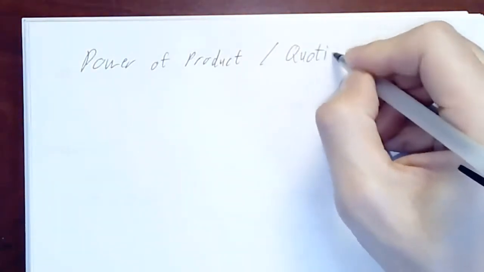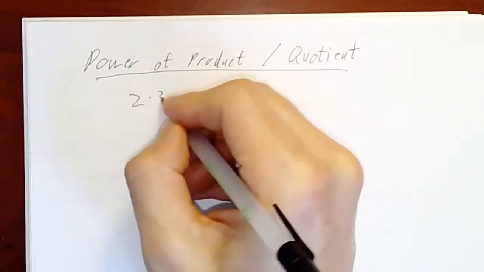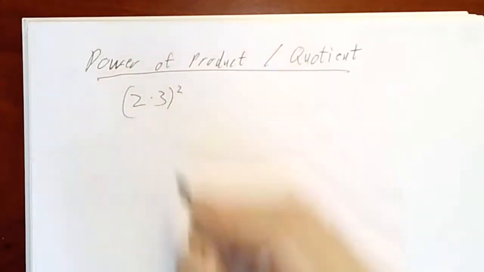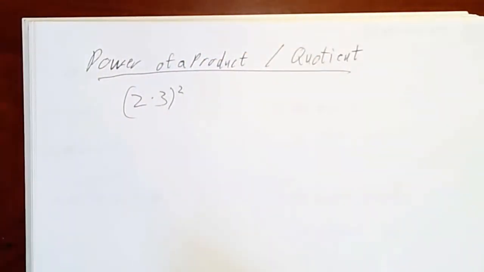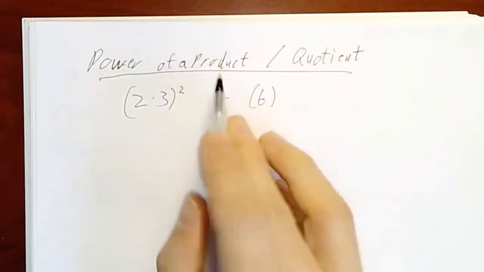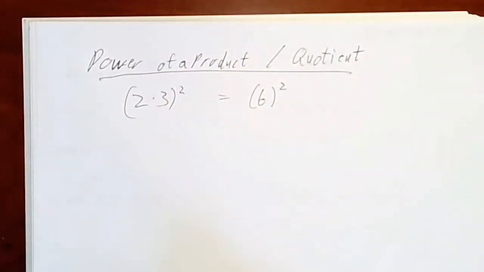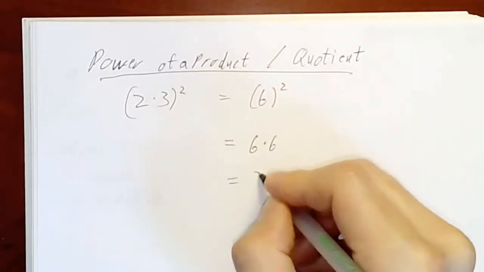So let's start by looking at the power of a product. My personal favorite example is 2 times 3 squared. How does this satisfy what I have defined up above? What does product mean? Power of a product. Product means the result after you multiply. Well, what is 2 times 3? 2 times 3 is 6. And what am I doing with that product? I'm taking a power. I'm raising it to something that's squared. So 6 squared is 6 times 6, which is 36.